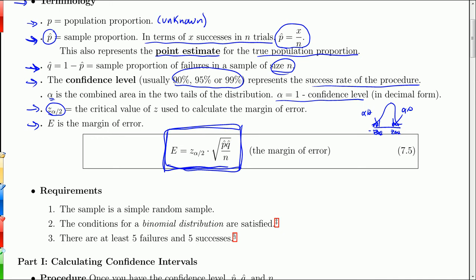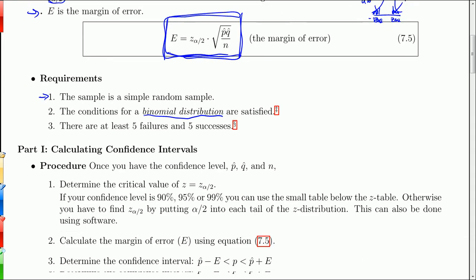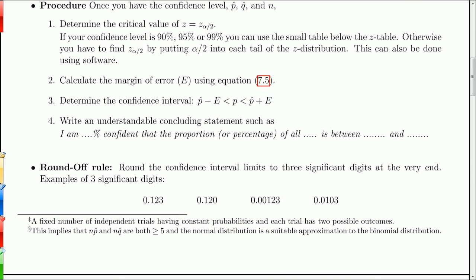If there's a sample involved, it needs to be a random sample, a simple random sample. The conditions for a binomial distribution should be satisfied, and those conditions, as a little reminder, are a fixed number of independent trials, having constant probabilities of individual successes, and we categorize it into 2 possible outcomes, success and failure.